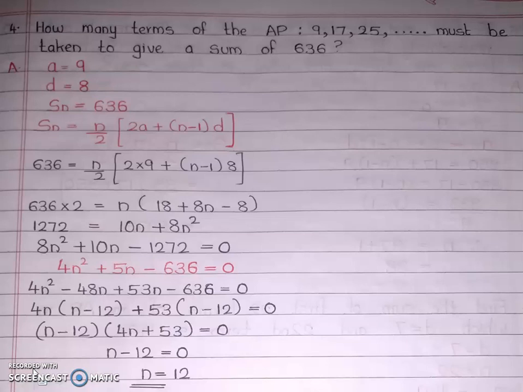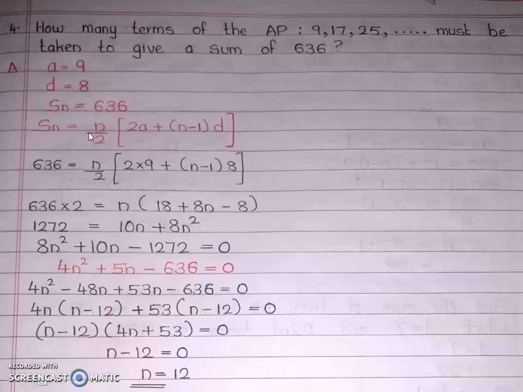Here from the AP you will get a and d, and what is given to you? Sum of n terms. So what is given? First term 9, common difference. How will you calculate the common difference? 17 minus 9, you will get 8, and Sn is equal to 636. So what is the unknown quantity? How many terms? Number of terms.